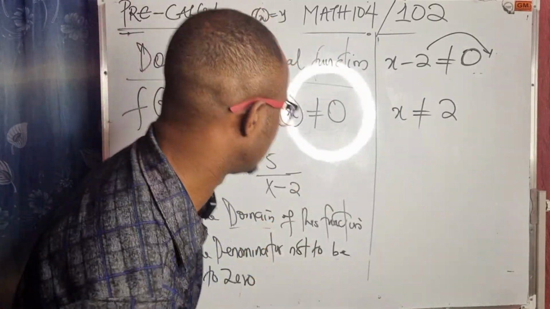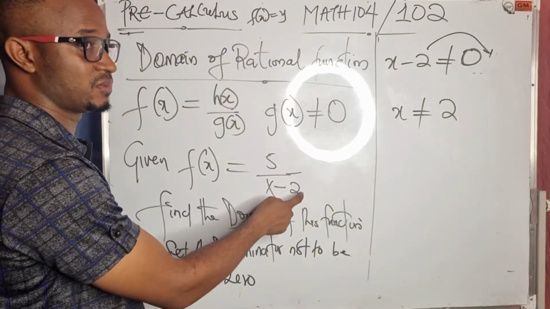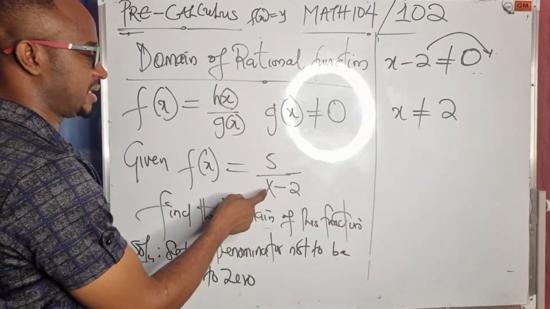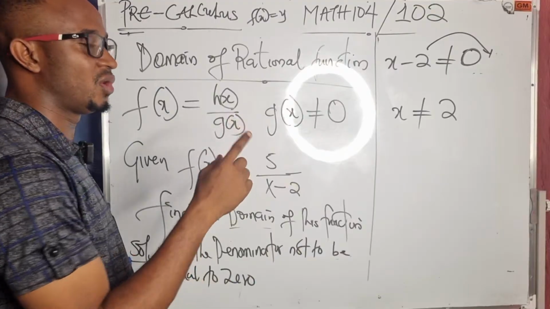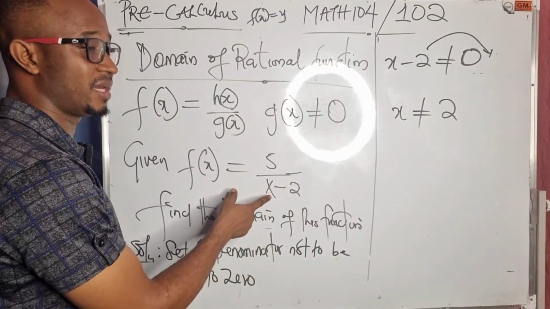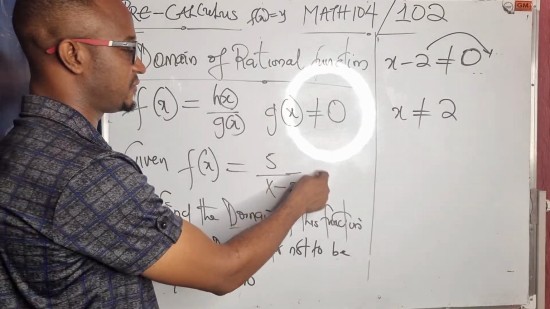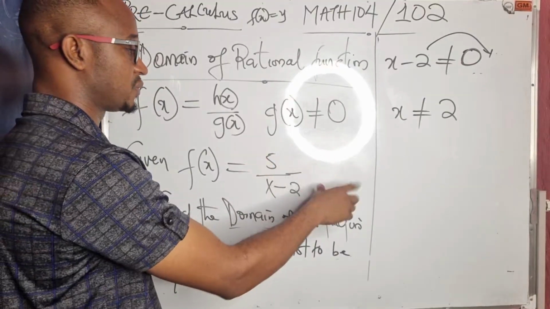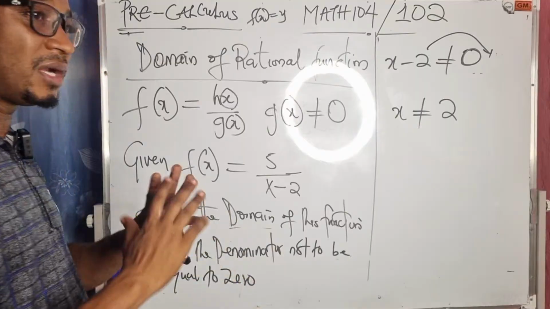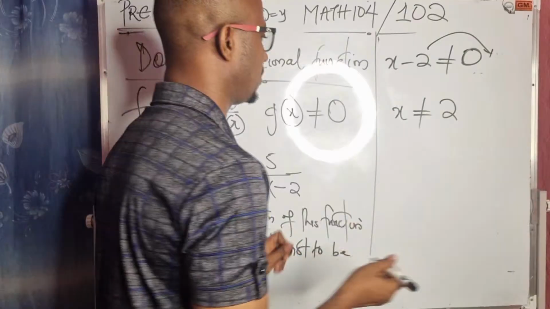Why do we say except 2? If you look at this here, we have f of x equals 5 over x minus 2. The value of x that, once you substitute it into this function, will give you an undefined answer is x equals 2. When you put 2 here, we have 2 minus 2, that will give us 5 over 0, which is undefined. So that means our domain includes all values of x apart from 2.